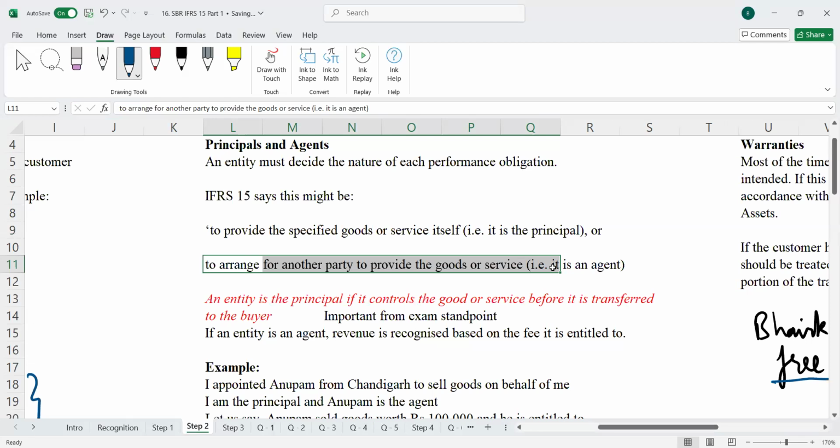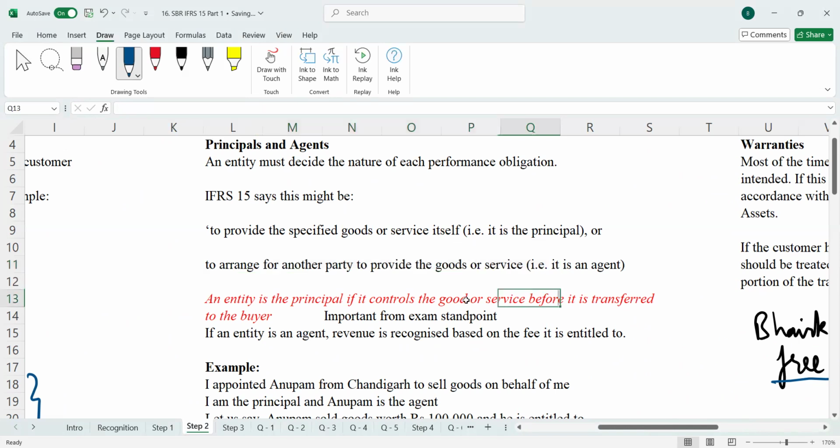Now, an entity is the principal if it controls the goods or services before it is transferred to the buyer. Now, the goods that I am sending you, the goods that are lying with you, I am controlling these goods. It is just that I have transferred the possession to you. I did not transfer the ownership. Did I tell that I sold these goods to you? I did not. I told that keep the possession with you. As and when you get some customers, sell these goods to them. So I am principal.